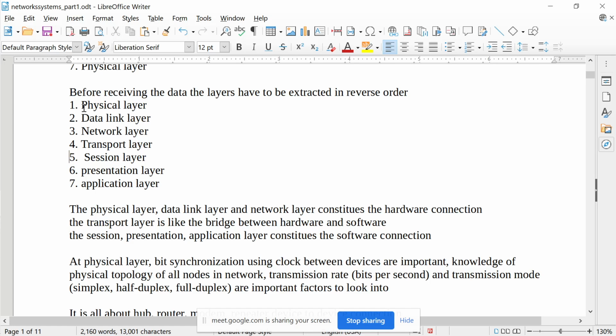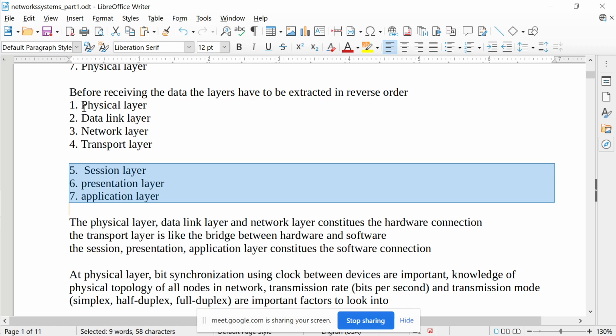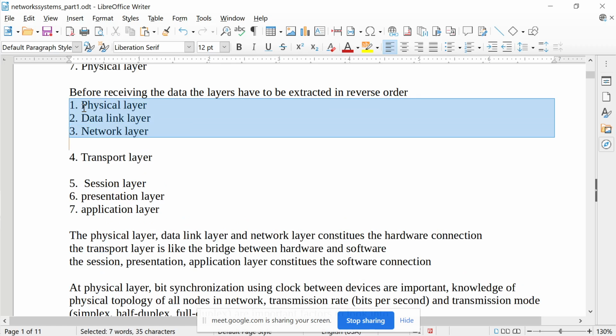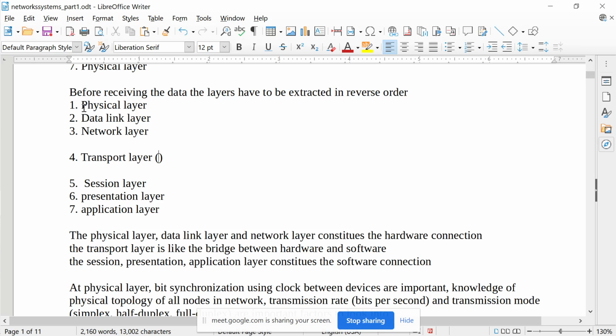So what is the bridge? The top three mostly will have your software data. The first three will mostly have your hardware data, and hardware data or hardware addresses are like MAC address, IP address. All this will come in hardware. So what is the bridge between your hardware and the software? It is your transport layer. So this is where your TCP protocol is used.